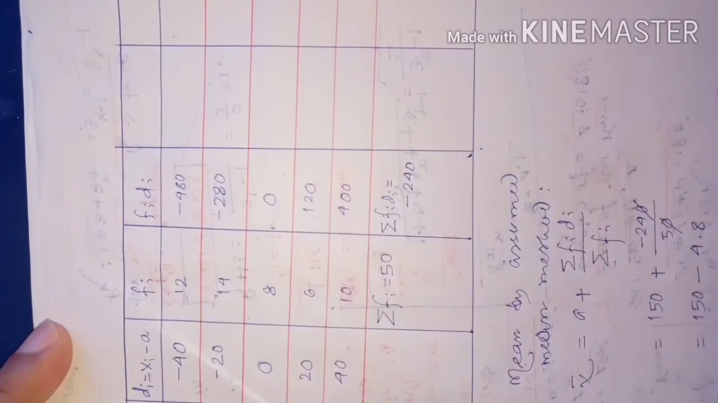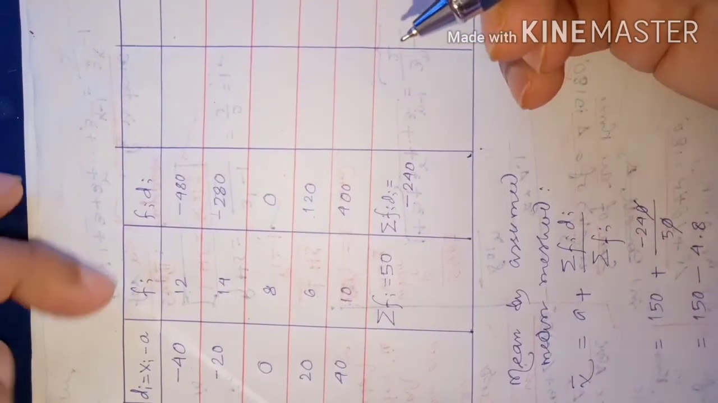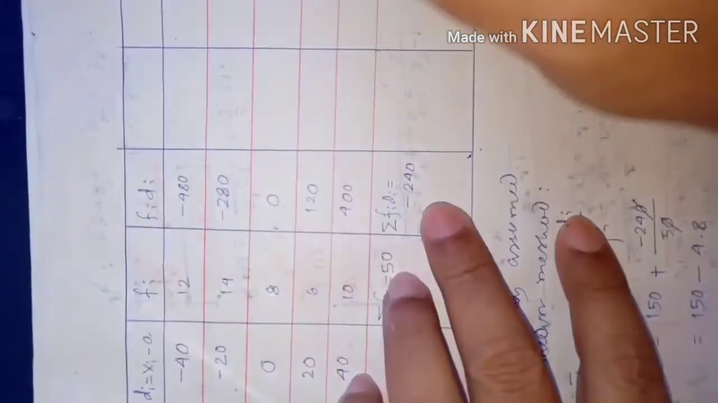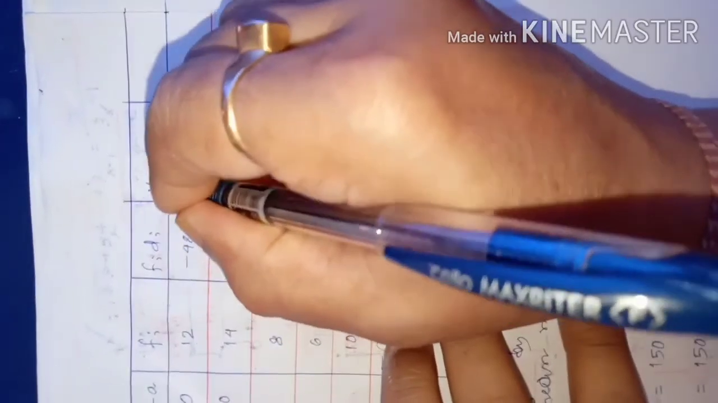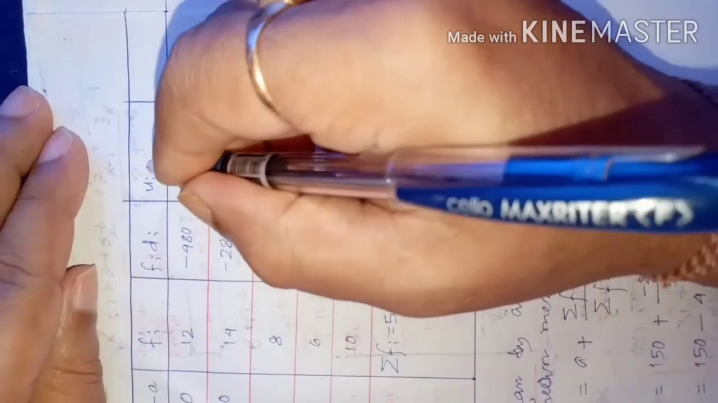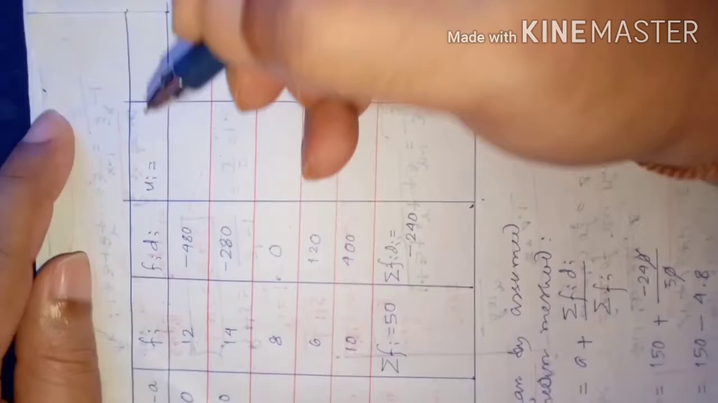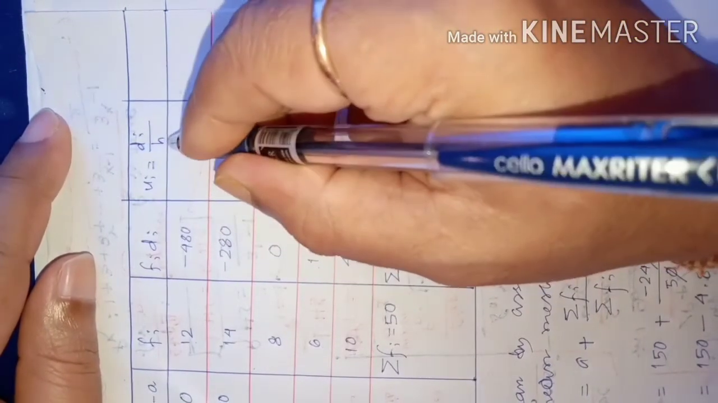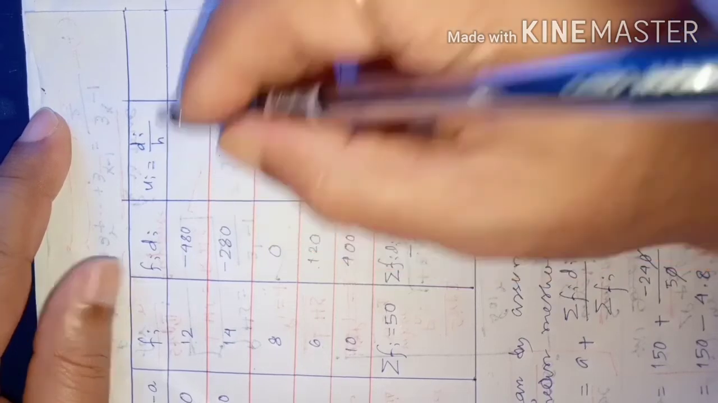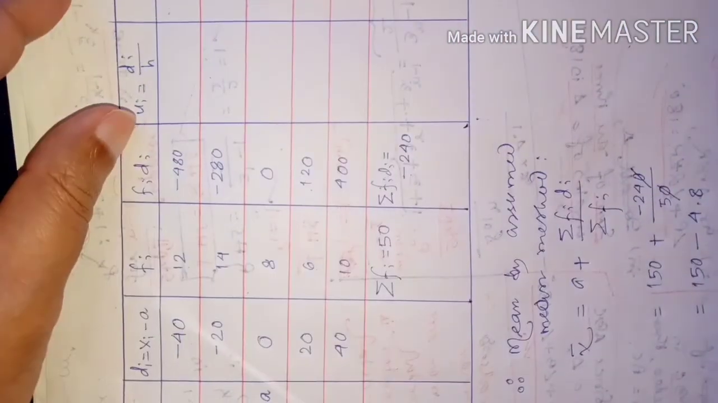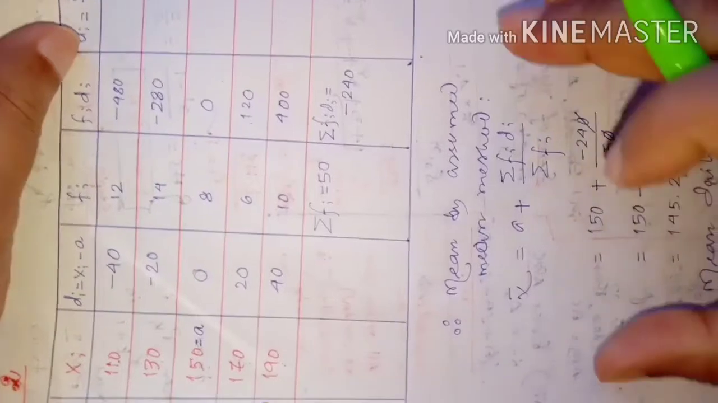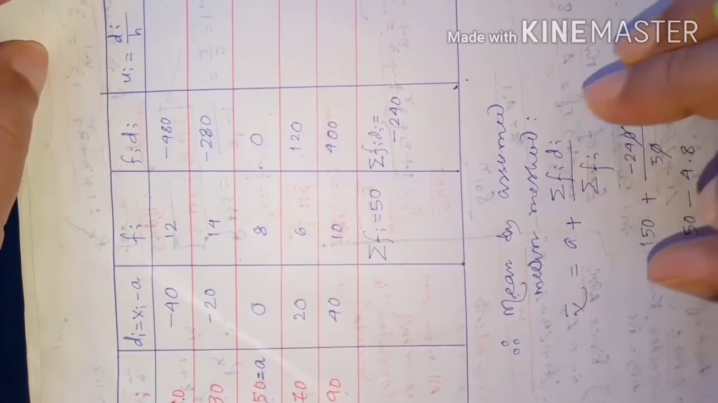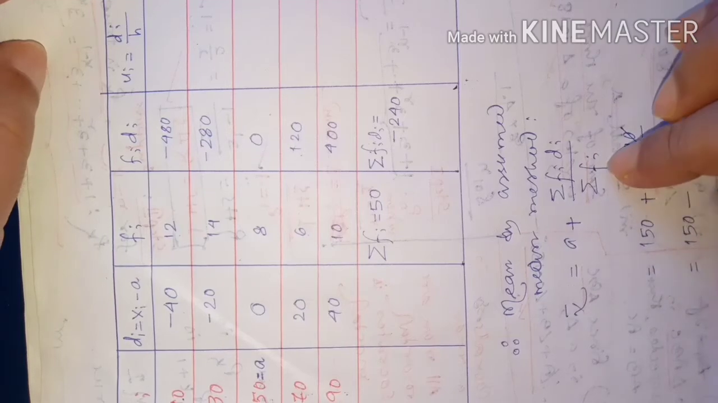For the step deviation method, what do you have to do? Instead of creating the column fi di, you don't require this one. You have to write one more column, with the heading ui, and ui is nothing but di divided by h. What is di? Deviation. What is h? h is the highest common factor of the di. Highest common factor of this di, just look at this. I am not saying that you have to apply both methods in the same problem. I am saying that if you want to apply the step deviation method, then you can apply.